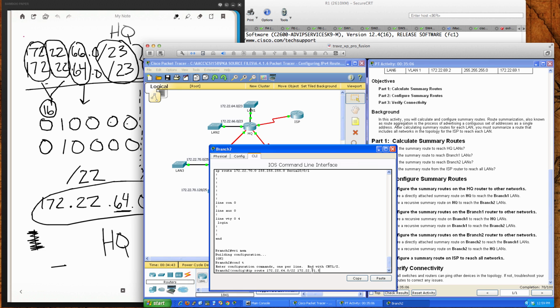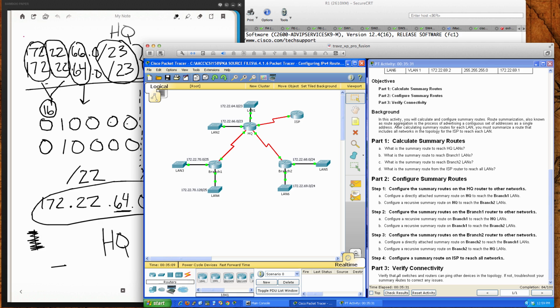172.22.71.5. And I went ahead and put in the slash notation. We want 255.255, and a /22 to be 252.0. And that's a recursive summary, and we should see our point total jump, and we do. Okay. And so that's it on branch 2. So I'm going to type in write mem.